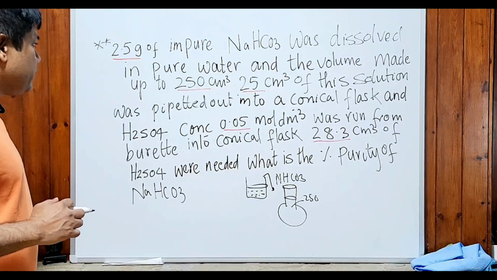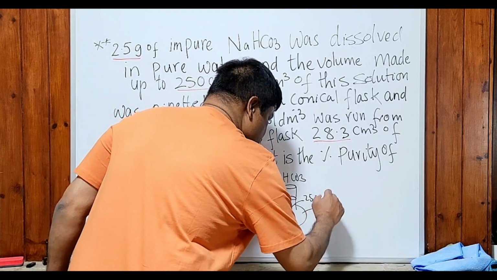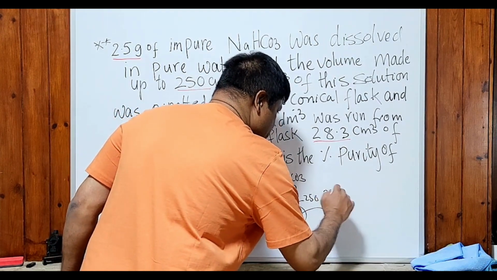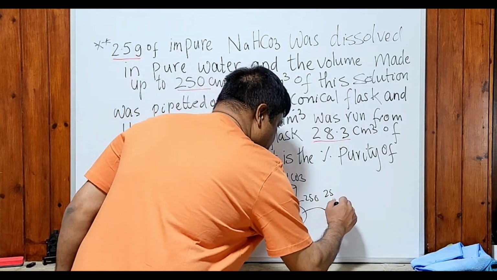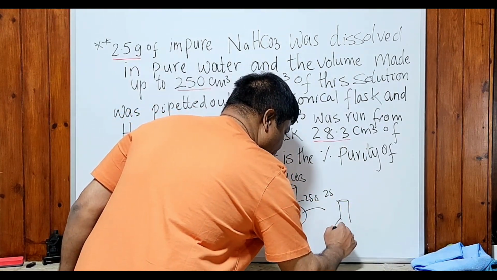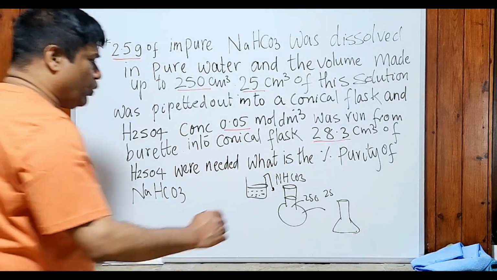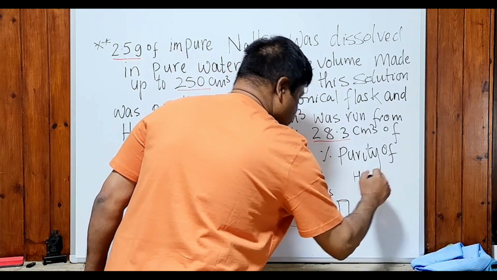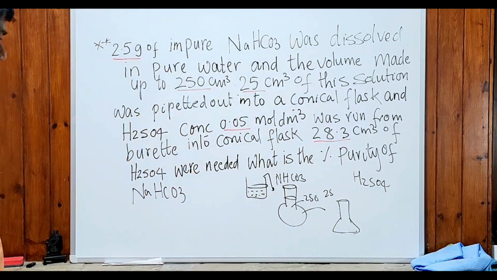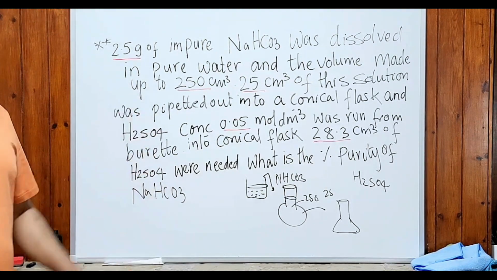After that, you pipette out 25 centimeter cube into the conical flask and titrate that 25 centimeter cube of this solution with sulfuric acid. The sulfuric acid we have to fill in a burette. Okay, I know this looks like a very lengthy question.